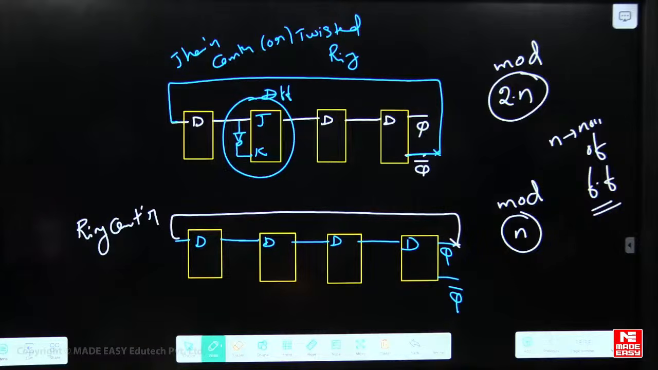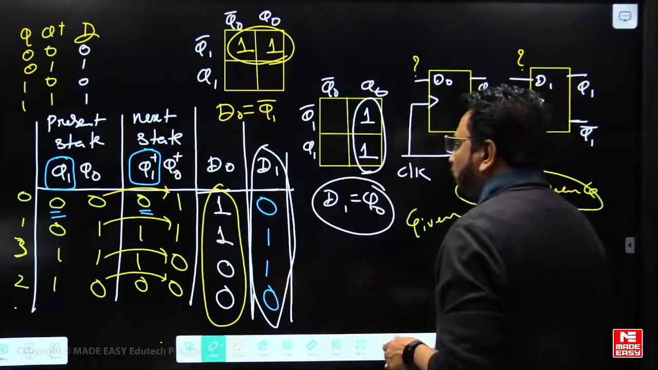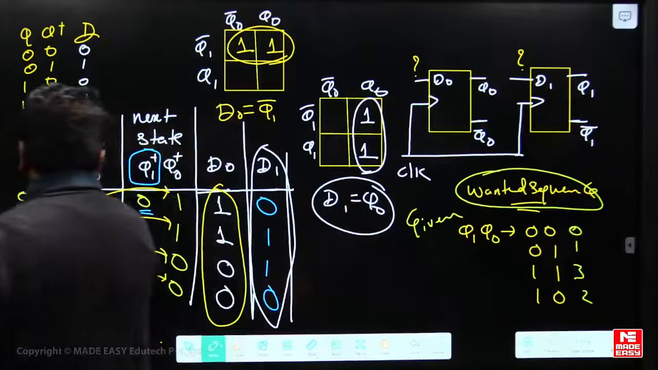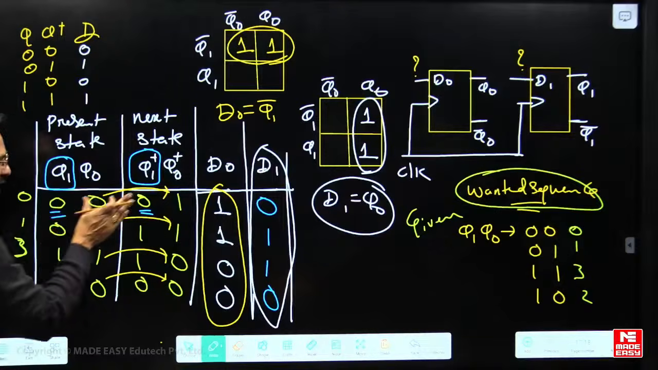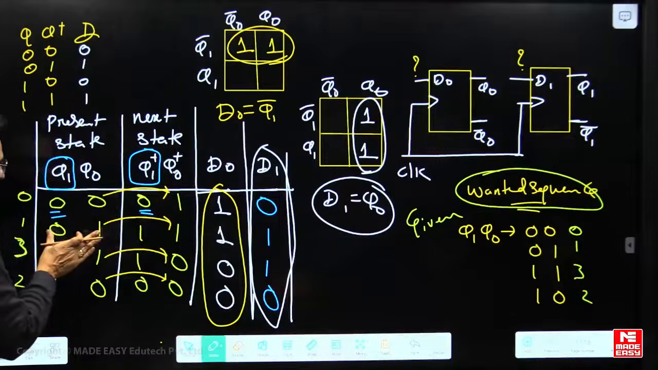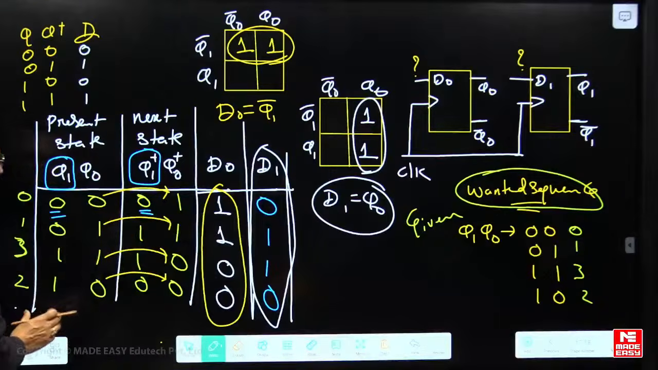Vijay Chopra is asking, sir, please explain present to next state again. So easy, my dear. This is the present state 0, 0. Its next state is what? 0, 1. That 0, 1 only I wrote here. And for the 0, 1, next state is what? 1, 1. So that 1, 1 I wrote here. So like that I wrote.